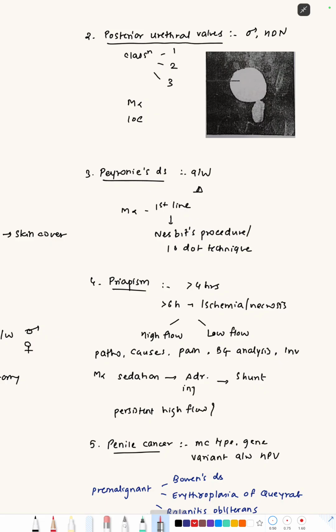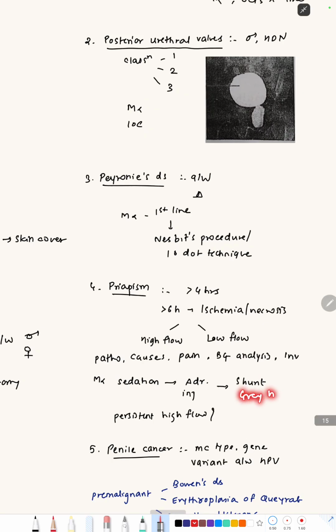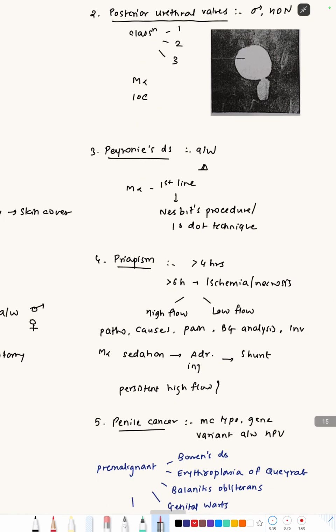Investigation is penile angiography, so that we can come to know the site of the block. Management: we sedate the patient, then go for adrenaline injection. Adrenaline injection will lead to vasospasm, and that will lead to reversal of priapism. If it still persists, then we go for shunt surgery, which is called the Grey-Hack shunt. If there is a persistent high flow priapism, then in that particular case we can go for embolization as well.